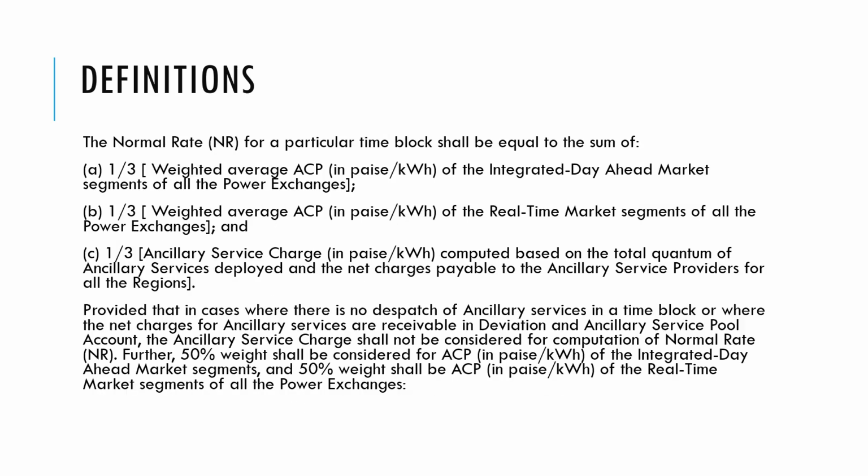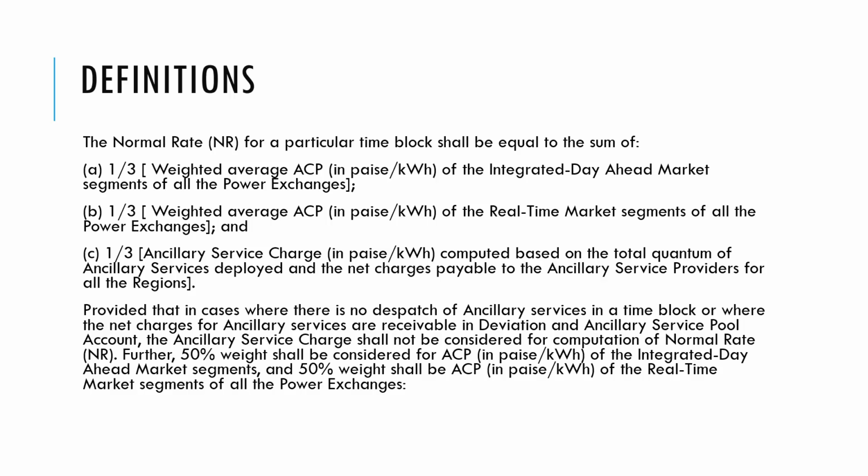Then comes the normal rate of deviation. The normal rate of deviation plays a major role for the beneficiaries, because it is basically a sum total of three things. To calculate this, we first need one third of the area clearing price of the day ahead market for that particular block. For example, let's talk about block number 5 on any particular day. What would be its normal rate? The day ahead market price for block 5 is, suppose, 9 rupees, so we will take 3. And the RTM price for the same block on the current day, since RTM is itself a real time market, is 6 rupees, so we will take one third of that, that is 2 rupees.